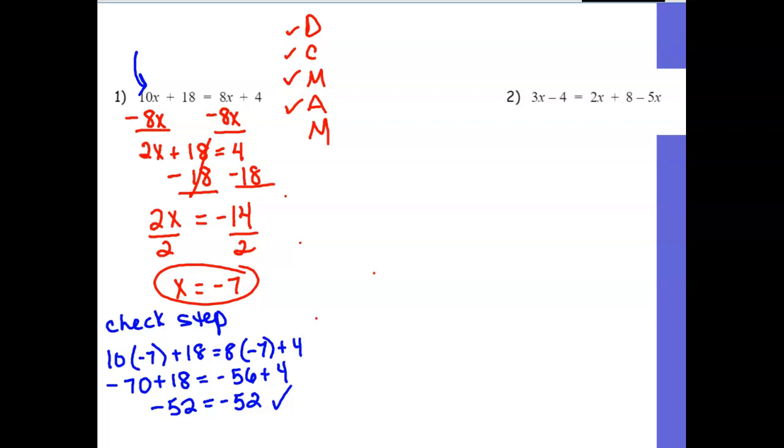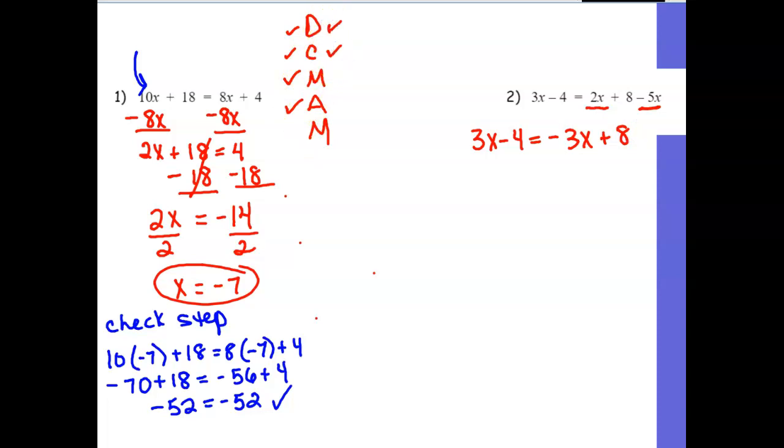Again, we're going to use that DC MAM. I look at the problem and I can't see any parentheses, so I'm not distributing. But in this case, I can combine my like terms. On the right side of the equation, I have 2x and negative 5x. So I'm going to write this next step as 3x minus 4, and when I combine my like terms, I get negative 3x plus 8.